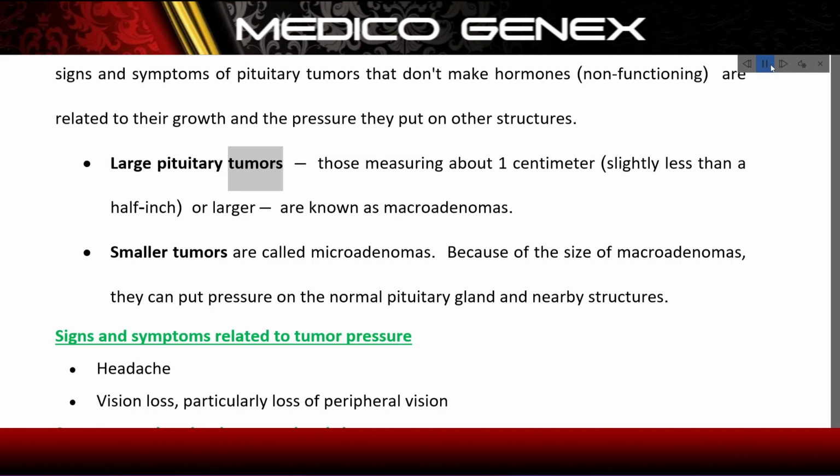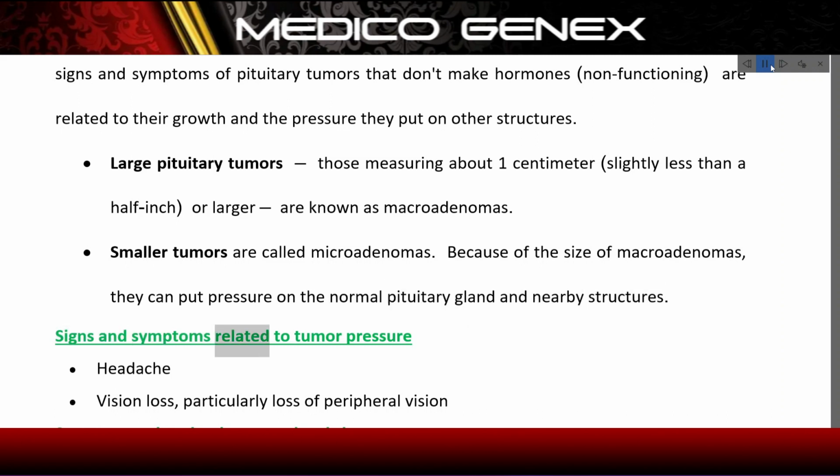Large pituitary tumors, those measuring about 1 centimeter, slightly less than a half inch, or larger, are known as macroadenomas. Smaller tumors are called microadenomas. Because of the size of macroadenomas, they can put pressure on the normal pituitary gland and nearby structures.